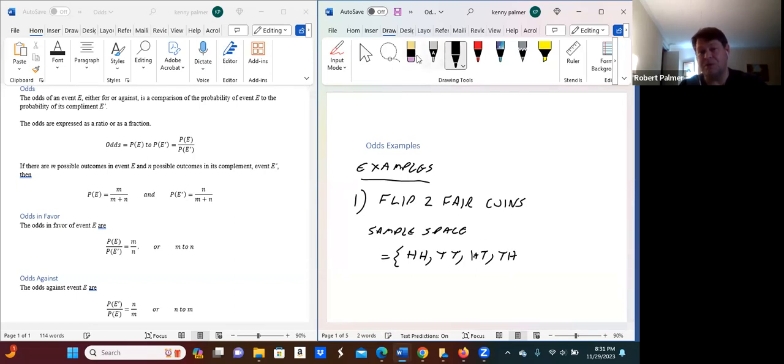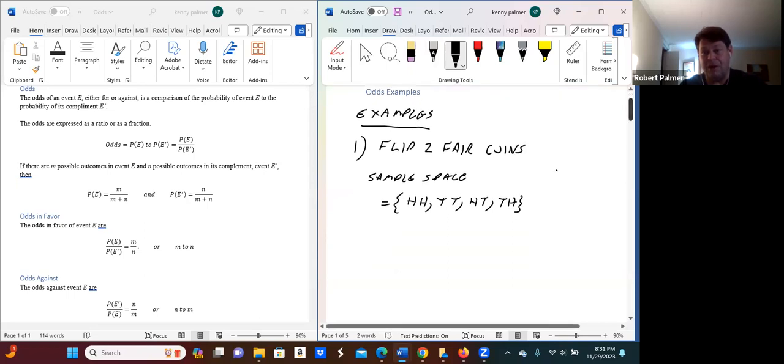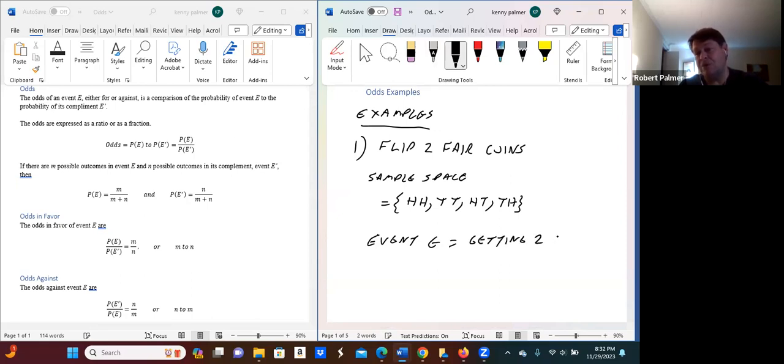Okay, these 4. So that's your sample space for flipping 2 fair coins, or once again, the same as flipping 1 fair coin twice. Now, let's say our event E is going to be getting 2 tails. Okay, so E then is going to be just getting 2 tails. We can write it in set notation like this if we like.